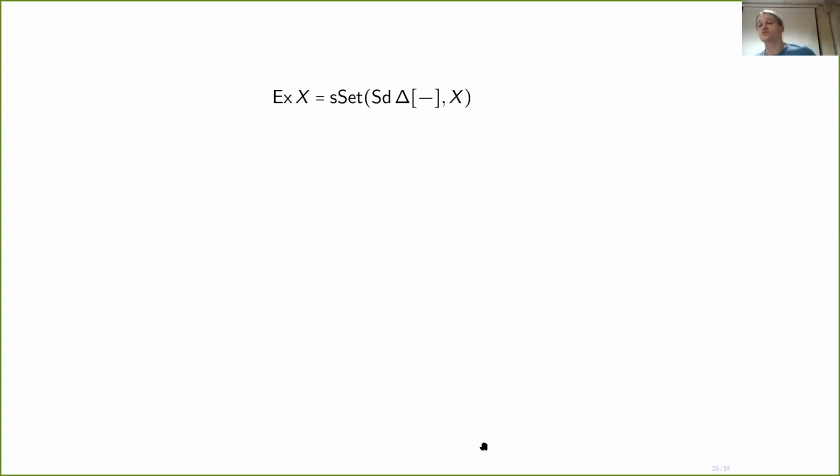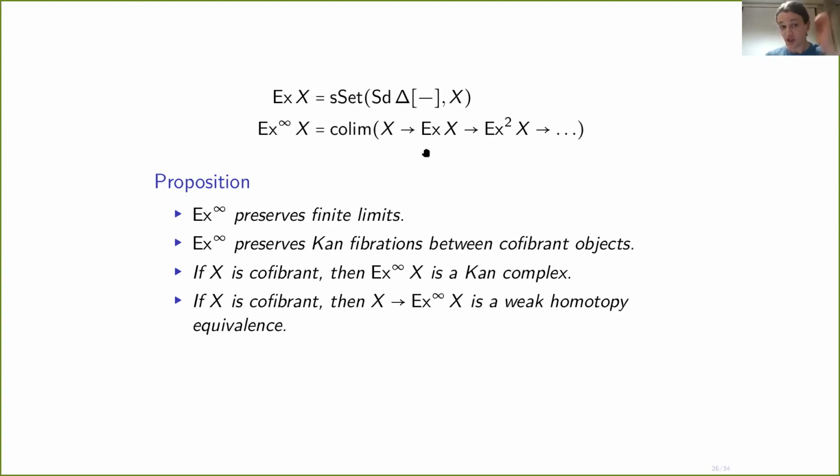This allows us to define the classical functor Ex, which is just the right adjoint to the subdivision, and Ex infinity, which is the colimit of iterations of Ex along the map which is adjoint to this maximum map from the previous slide. This has some properties which are listed here. Ex infinity preserves finite limits, Kan fibrations between cofibrant objects, and for cofibrant things it is a Kan complex, and the comparison map that you obtain from this is a weak homotopy equivalence. So it is a fibrant replacement functor on cofibrant objects.